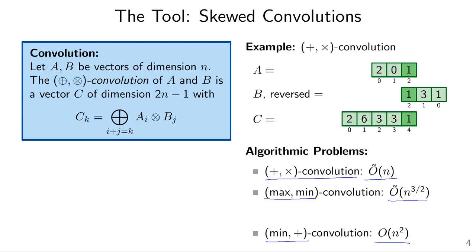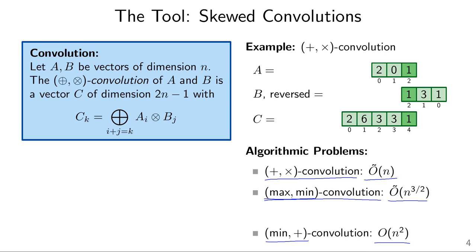Now, what I will present to you is a variant of this, the max-min skewed convolution problem. For the moment, it will probably not make sense why we actually introduced this problem, but that will be clear as soon as we get to the proof, or the first part of the proof of Theorem 1.